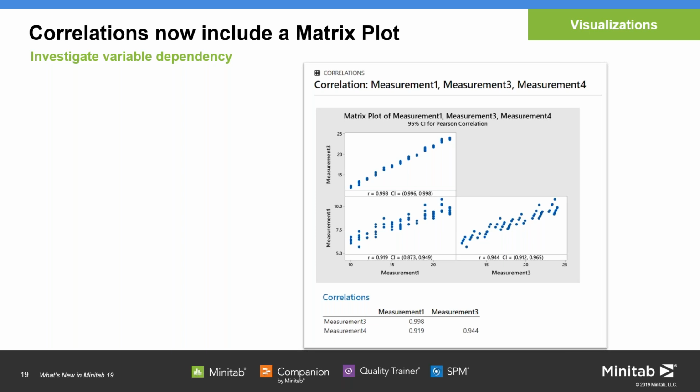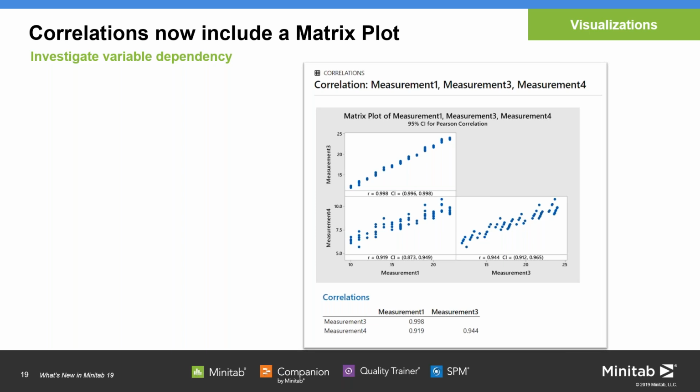In previous versions of Minitab, you could get the Pearson correlation value, but you would have to generate a scatter plot separately if you wanted to visualize that number. Now Minitab 19 saves you time by automatically displaying the graph with your results. And if you enter multiple variables, the graph is a scatter plot matrix for every pair of variables.